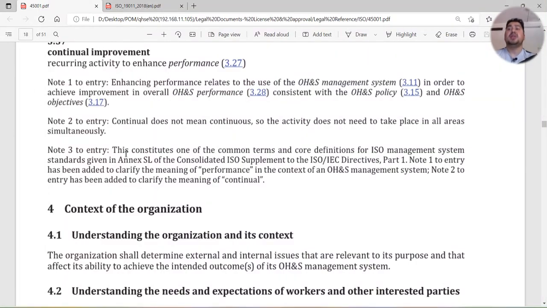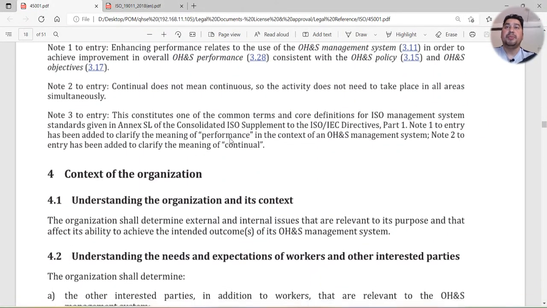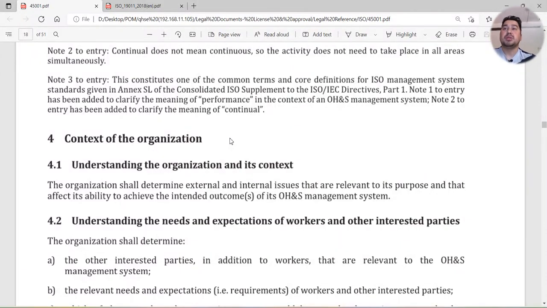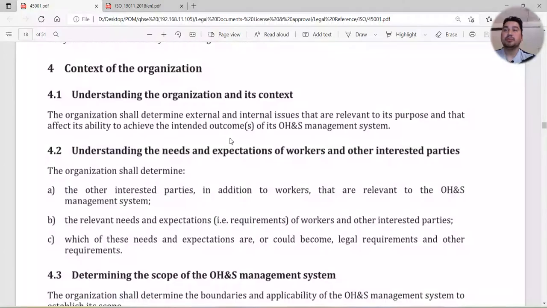Now that was clauses 1 to 3. As I told you, these clauses 1 to 3 are not auditable. The people in the audit team don't audit these things, but it is important for you. You can go through clauses 1 to 3 to get more information, and the definitions in clause 3. So that's all for 1 to 3. Now we will start our main clauses, which is clause number 4, context of the organization.